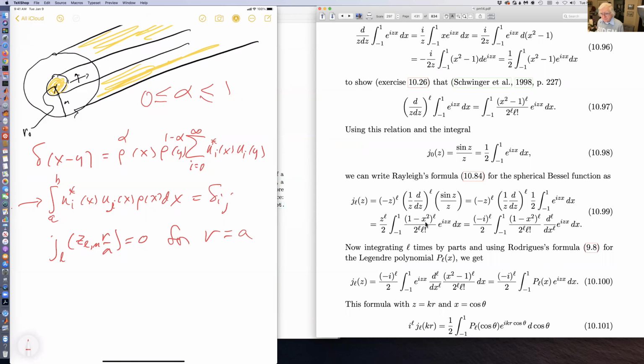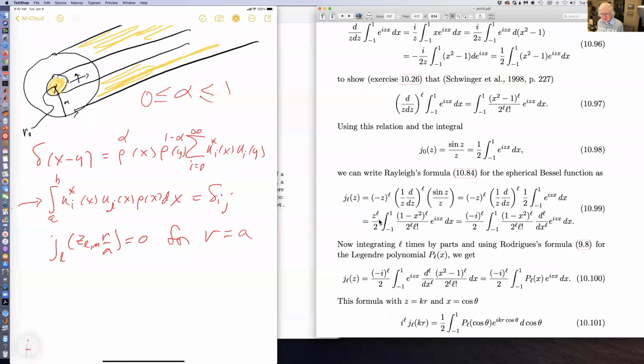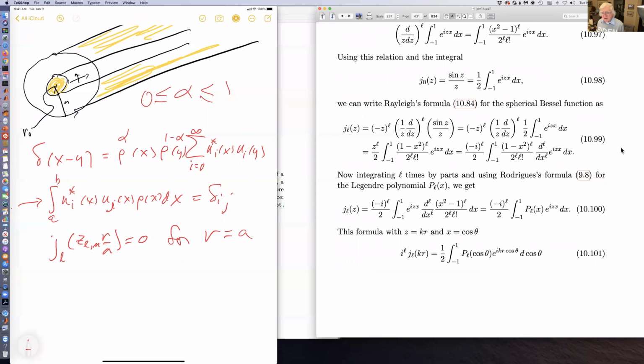And then you see that z to the L is the nth derivative with respect to x of e to the i z x. And so you're at this stage. Now you integrate by parts L times, you drop the surface terms, and you get something that contains Rodrigues's formula. And so this JL turns out to be an integral of a kind of Fourier transform of a Legendre polynomial. And I mean, who would have thought?